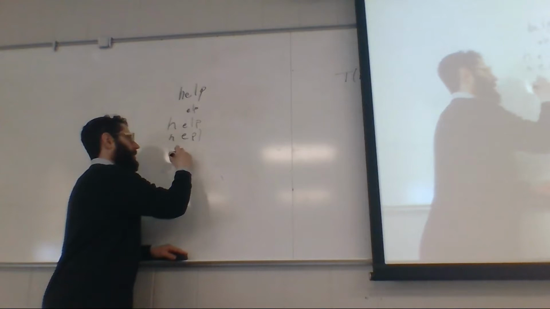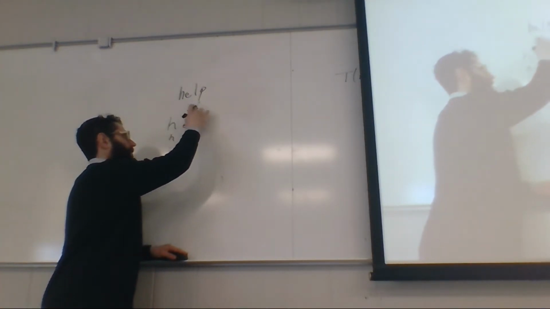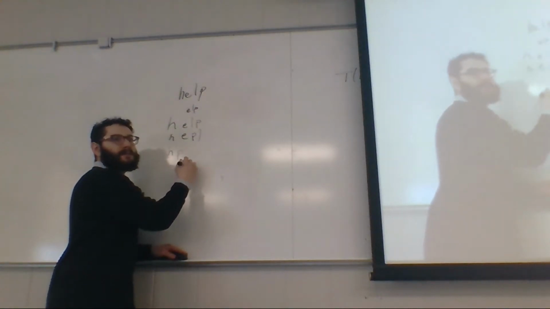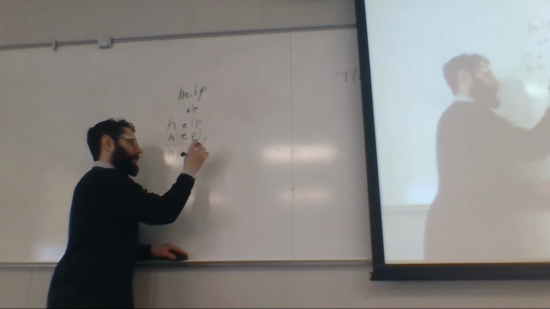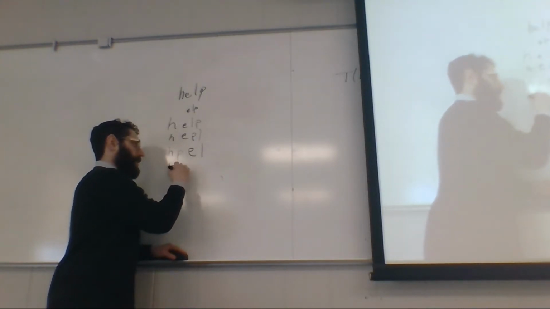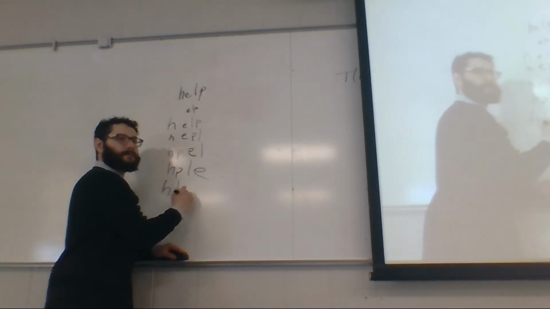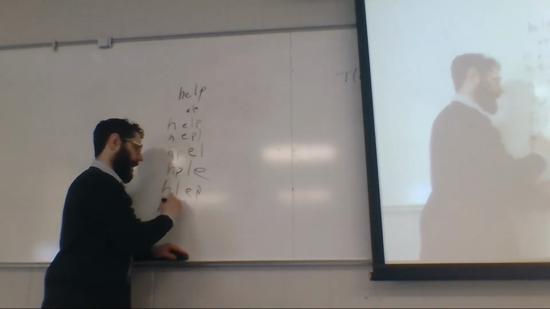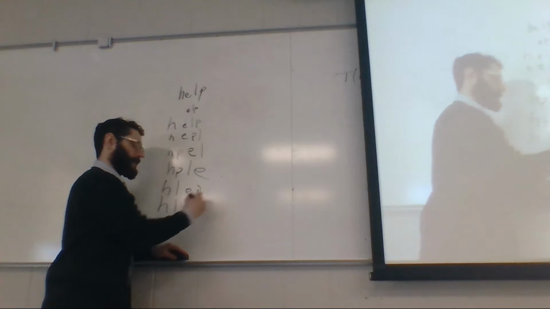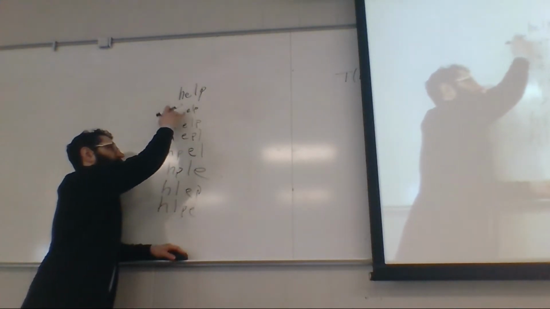Then I lock P into place, and the remaining letters are E and L. So I choose one of those, lock it into place, and then lock this into place, and I back up to here. Finally I do H, L, E, P, and H, L, P, E. So I figured out all the ones that start with H.